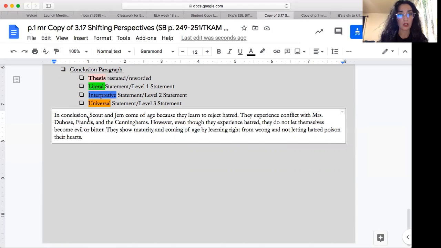Okay, so let's read this. In conclusion, Jem and Scout come of age because they learn to reject hatred. They experience a conflict with Mrs. DeBow, Francis, and the Cunninghams. However, even though they experience hatred, they do not let themselves become evil or bitter. They show maturity and coming of age by learning right from wrong and not letting hatred poison their hearts. Sounds good? Ties it all together.